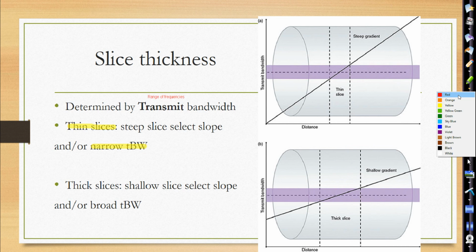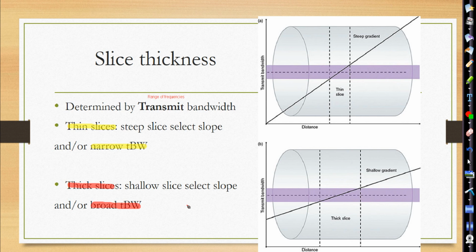Or we could say thick slice, broad transmit bandwidth. That range of frequencies. But we could actually keep our transmit bandwidth the same and not ever really mess with it, because that's really something we don't mess with on our MR console. You'll never really see transmit bandwidth anywhere on your MR console. The only thing you'll see is slice thickness. So you can go up and down on your slice thickness, but you can't ever change the transmit bandwidth.